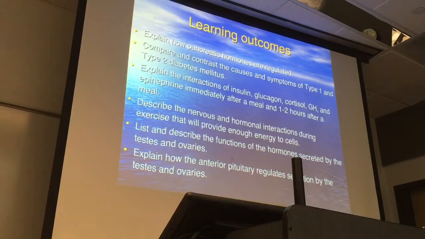Explain the interactions of insulin, glucagon, cortisol, growth hormone, and epinephrine immediately after a meal and 1 to 2 hours after a meal. What do you think is going to be produced out of that list immediately after a meal?